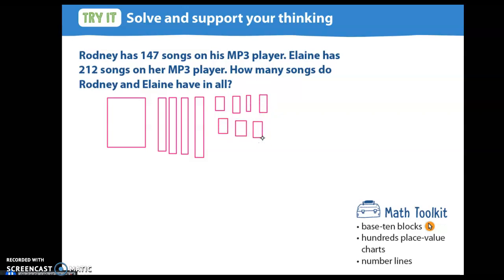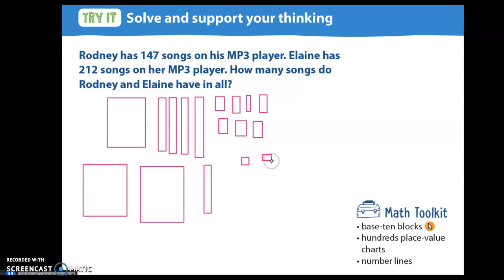7 ones. And then I have 212, so I have two 100s. And how many tens do I have in 212? One. And how many ones do I have? Two. So when I add it all together, I get 1, 2, 3, 4, 5, 6, 7, 8, 9. And then how many hundreds? 3. 359. That's another way to do it as well.